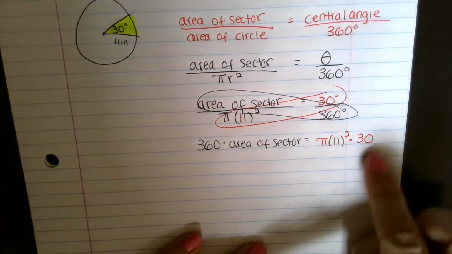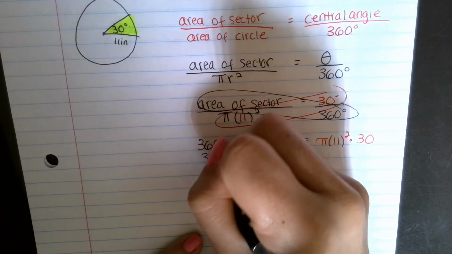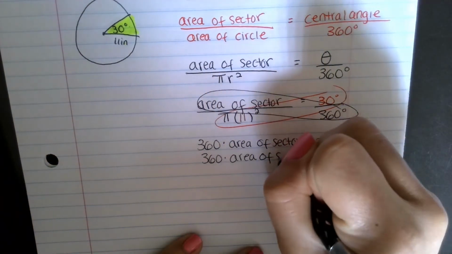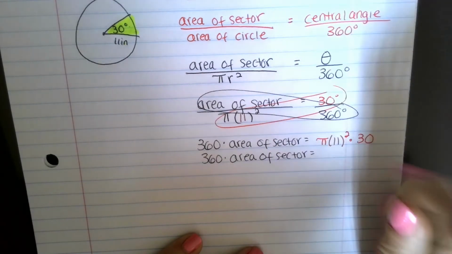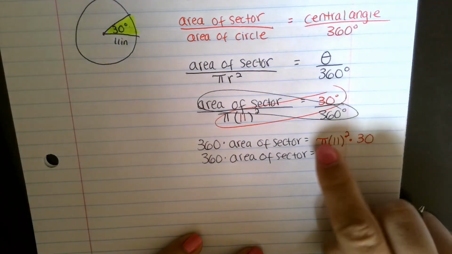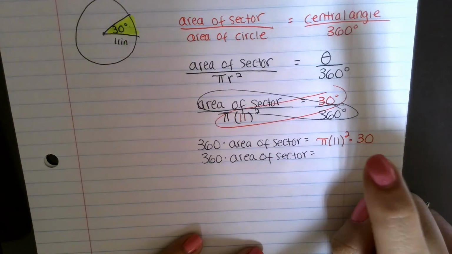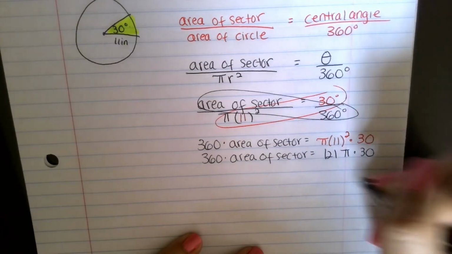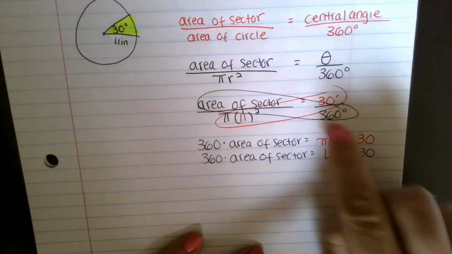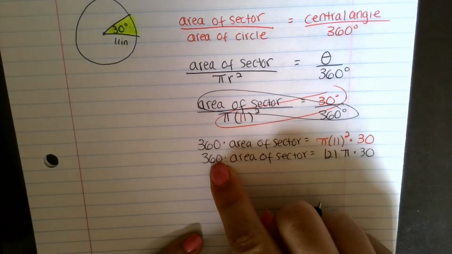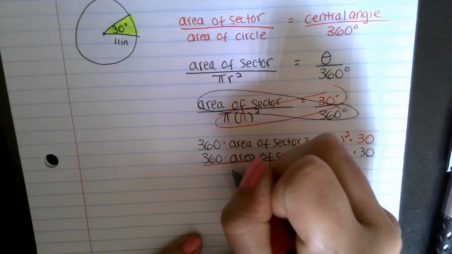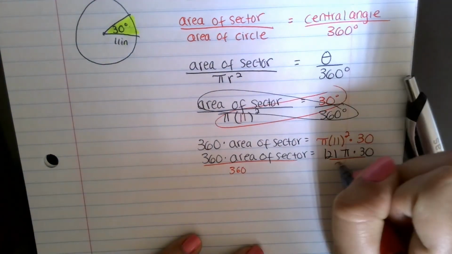Okay, so we're going to go ahead and multiply this out. So think of order of operations. PEMDAS, you're going to do exponents first. So I'm going to have a pi times 11 squared, which is 121. So I'm going to have 121 pi times 30. Put that in your calculator. And notice again, the last step is you're going to divide by 360. So at the last step, you're going to divide by 360.